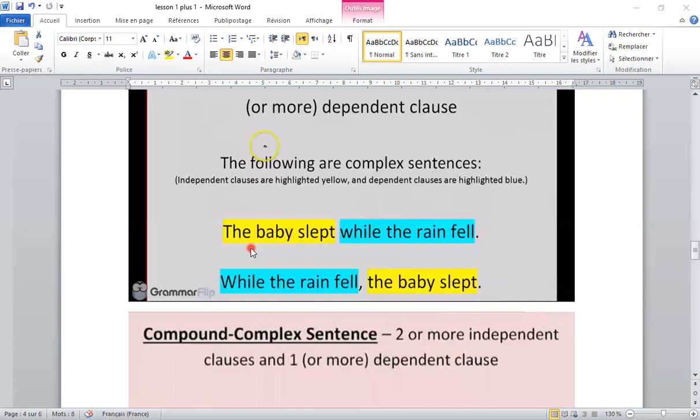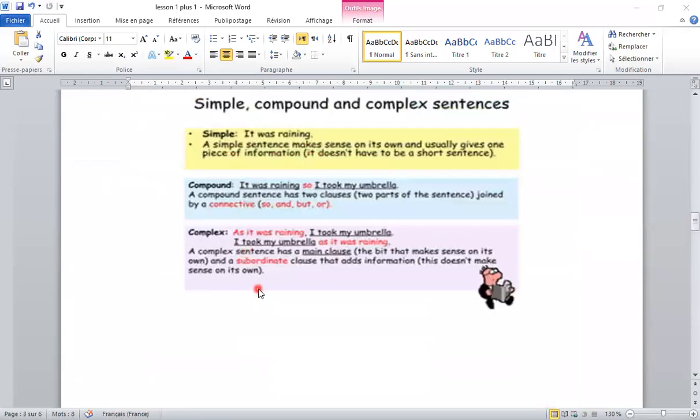Is it compound? Yes. Why? Because it has two pieces of information. No, it's not that. It's not compound. If it is compound, we need a connective. Where is a connective? It needs a connective, as we stated here: either, so, and, but, or.